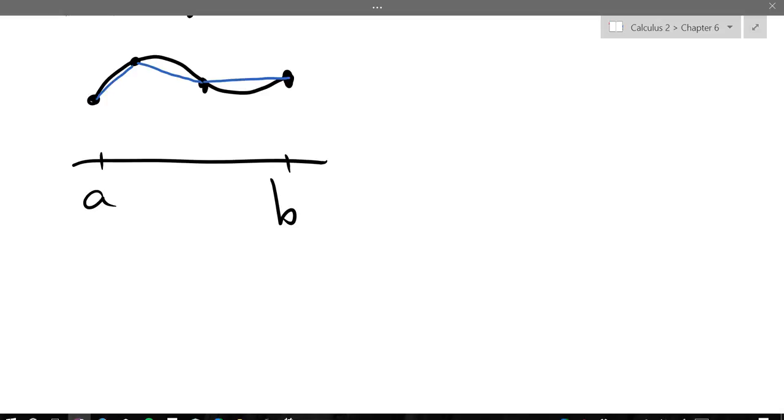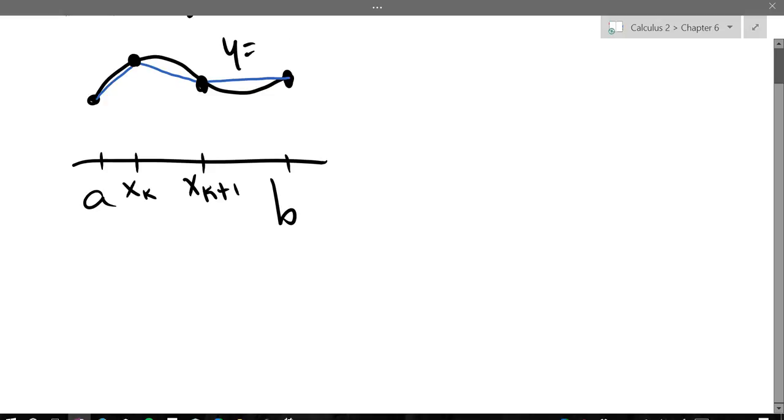I need to get the length of each of these segments right here. So let's think about this middle segment. How do I get the length of the middle segment? I need some x values. We'll call this xk, and we'll call the next one xk plus 1.